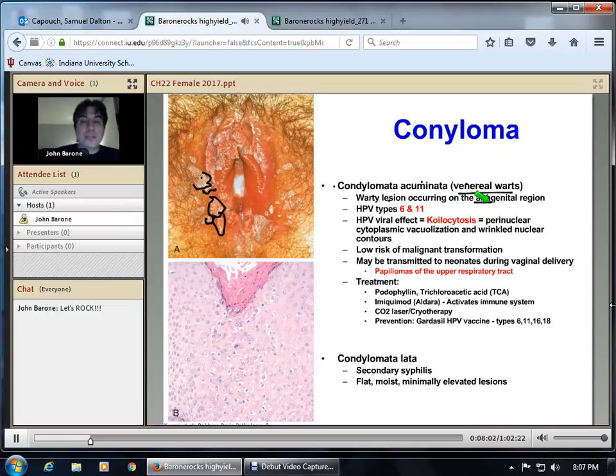They're warty lesions that occur anywhere in the anal genital region. So they could be on the vulva, they could be in the vagina, they could be in the cervix, they could be in the anal region. If you're doing anal intercourse, it could be anywhere in this area. Now, it's most commonly due to HPV 6 and 11. Remember, 6 and 11 go to heaven because they give you a benign lesion. Nobody ever died from a wart.